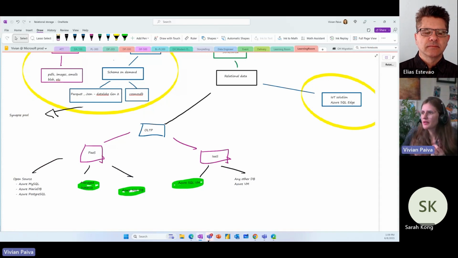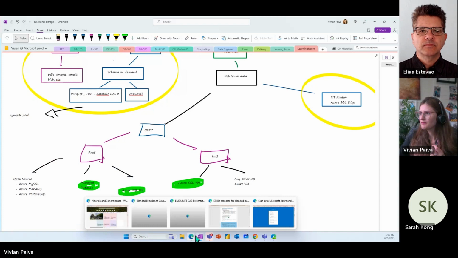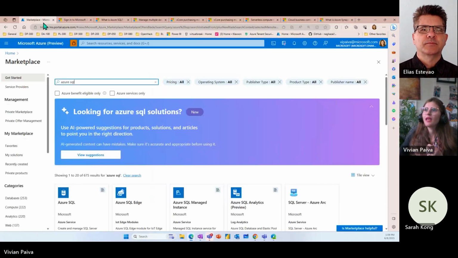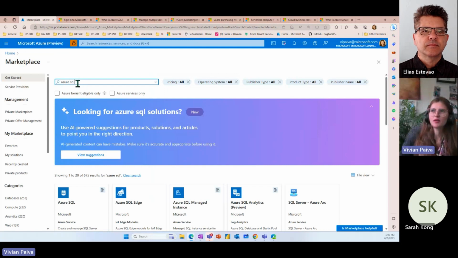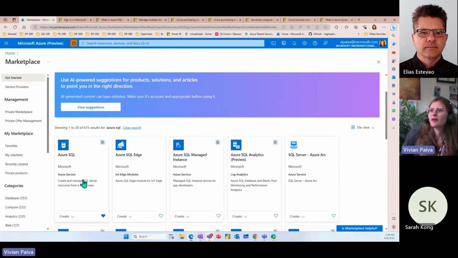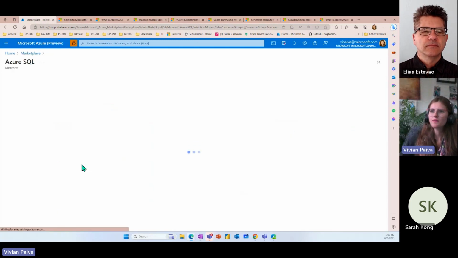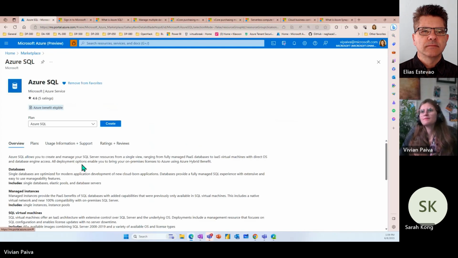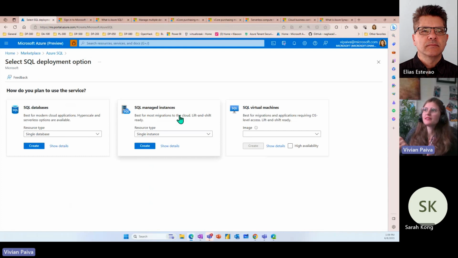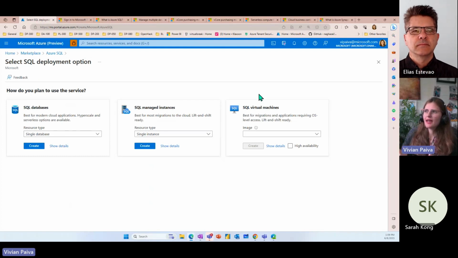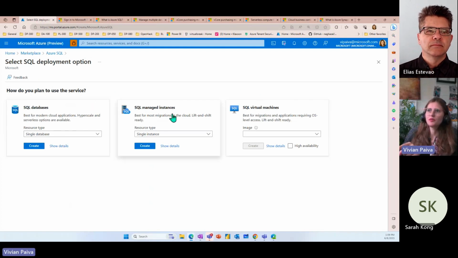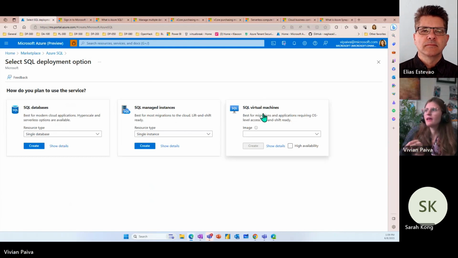So if I go to the portal, here it is, and I go to the marketplace and I type Azure SQL, I get all of these options. And if I select Azure SQL and go to create, then I get the three offerings. So this is IaaS, and those two are PaaS.